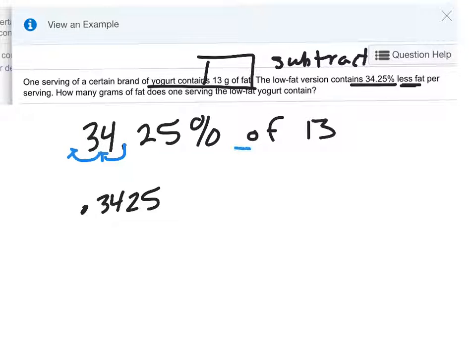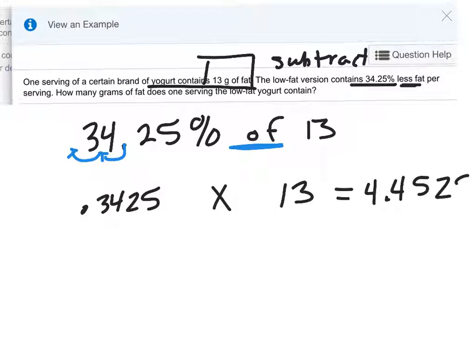Of is a math code word for multiplication. So we're going to multiply 0.3425 times 13. And that will give me 4.4525. So that is the amount of fat we are going to remove from the regular fat yogurt.